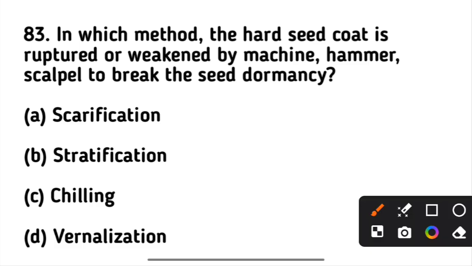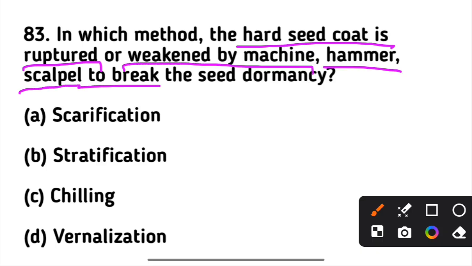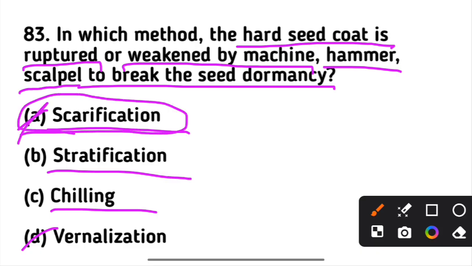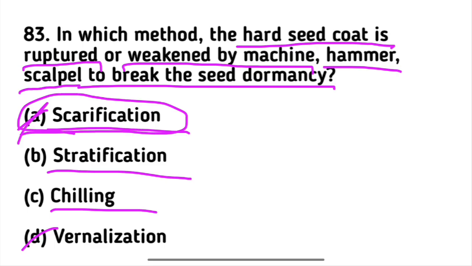Next question. In which method is the hard seed coat ruptured or weakened by machine, hammer, or scalpel to break the seed dormancy? Options are scarification, stratification, chilling, vernalization. Option A is correct, scarification.